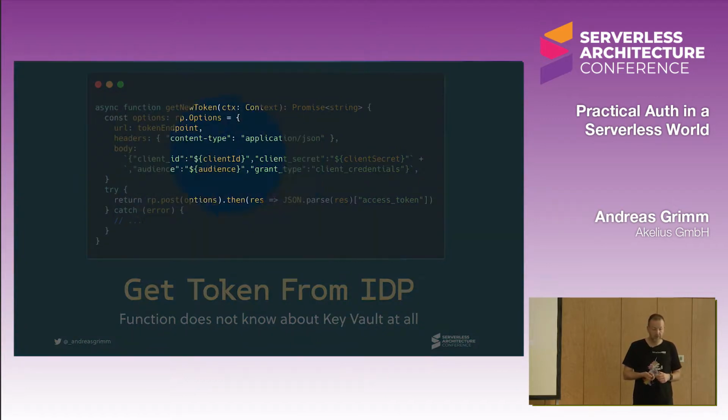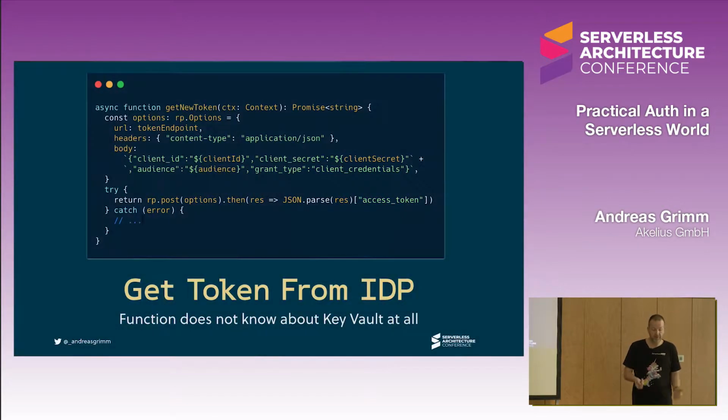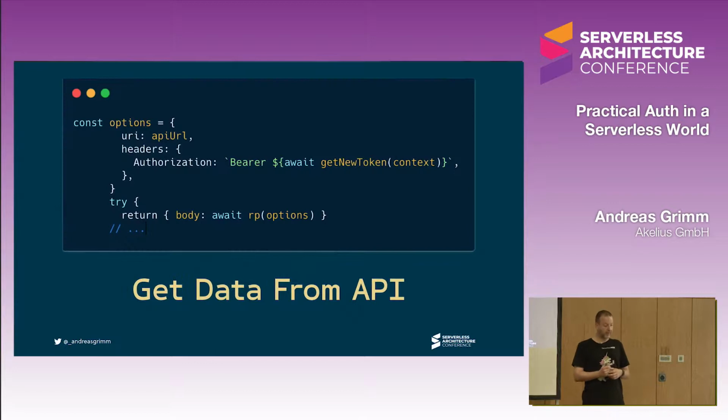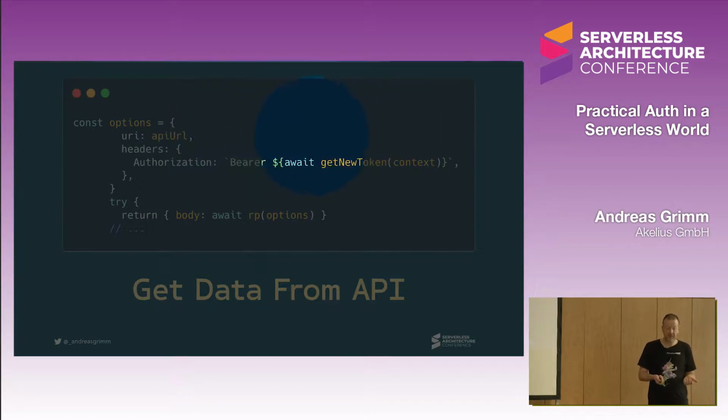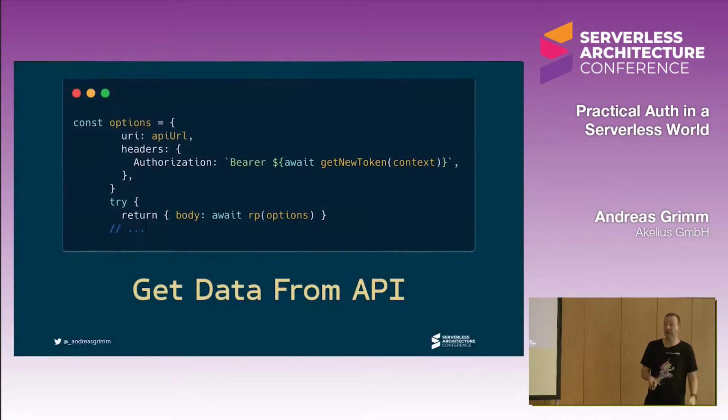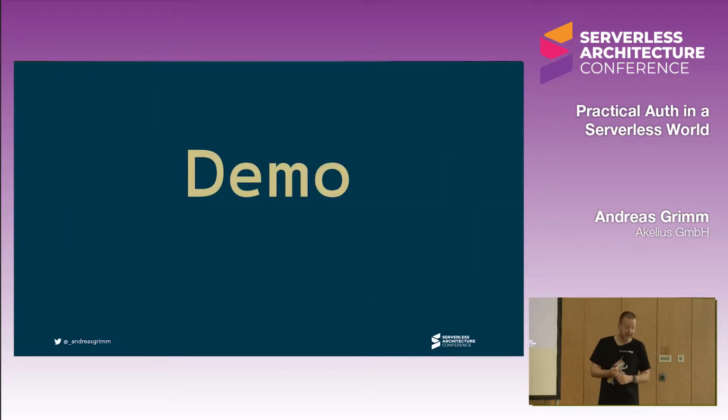And then this is just the usual stuff. You send a request to the token endpoint of the identity provider, and get back the access token. If this client secret, you assume it's just there as an environment variable. And then getting data from an API is as easy as, you could say, just get a new token for your bearer token in this case.